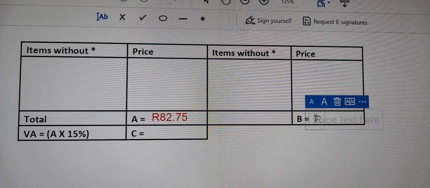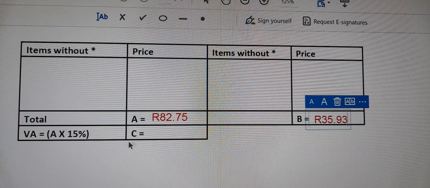It will be 35.93. Now, I would have listed everything here. Now, I get the VAT amount. The VAT amount, and this one I call A, this one I call B. Now, VAT amount is equal to A times 15%. So, what is my A? My A is 82.75. I will multiply this by 15%.